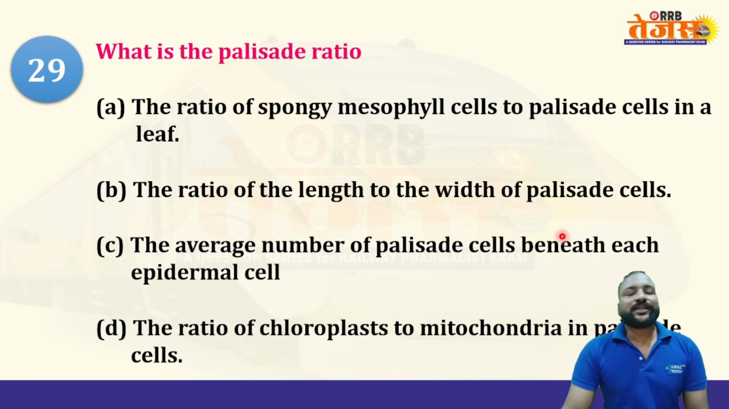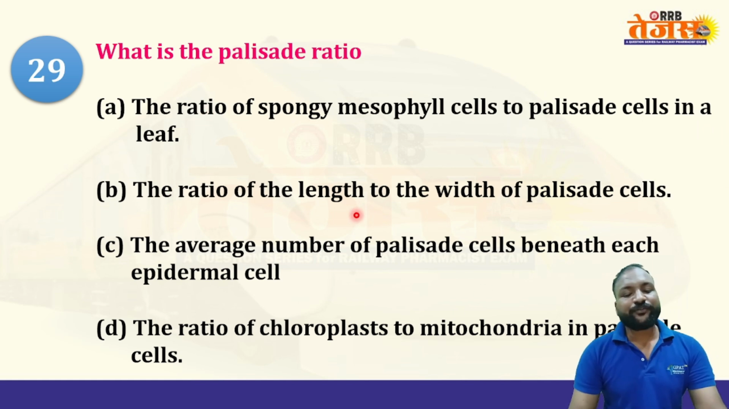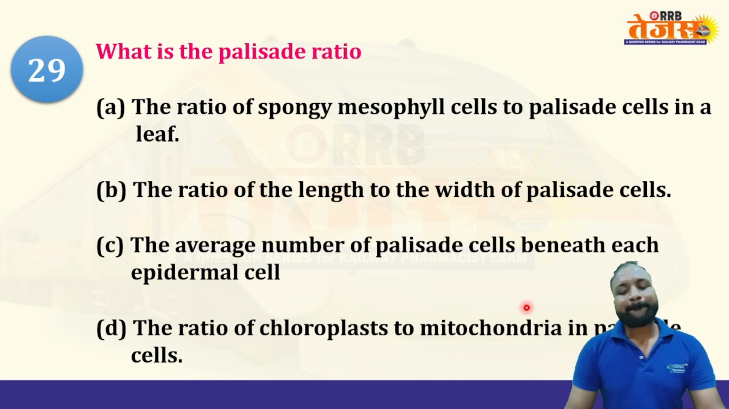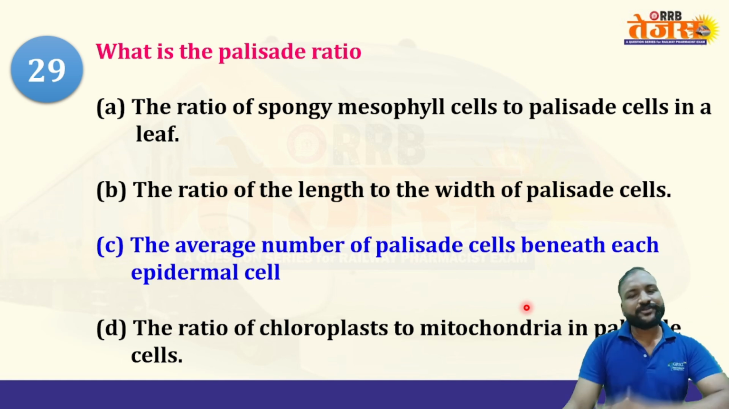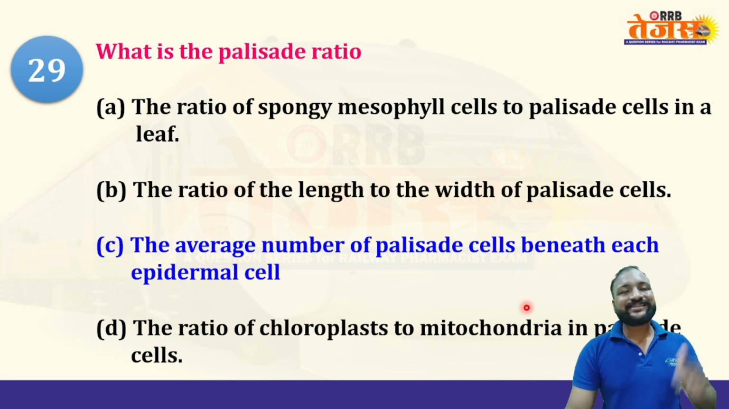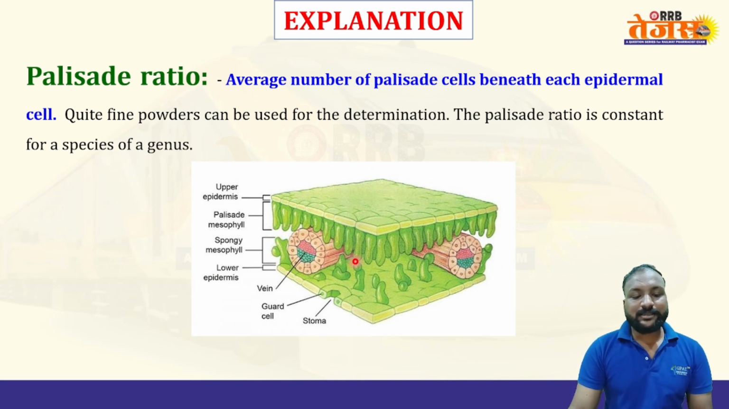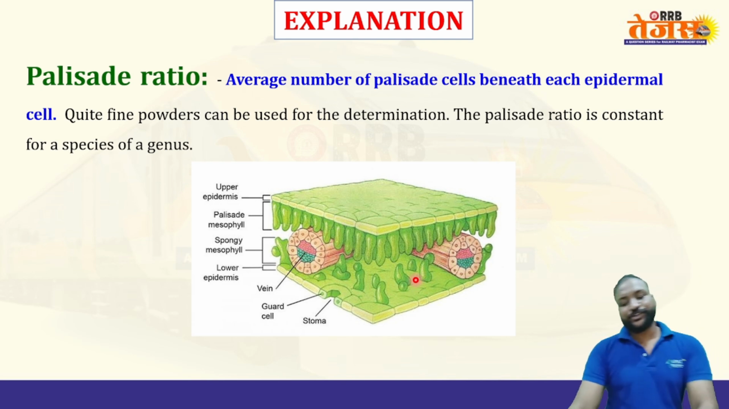The 29th question in the series, what is palisade ratio? The palisade ratio is also a leaf constant. Options: the ratio of spongy mesophyll cells to palisade cells in a leaf, ratio of length to width of the palisade cells, the average number of palisade cells beneath each epidermal cell, and option D, the ratio of chloroplasts to mitochondria in the palisade cells. Undoubtedly, option C is correct. The average number of palisade cells just beneath each epidermal cell is known as the palisade ratio. These are palisade cells.